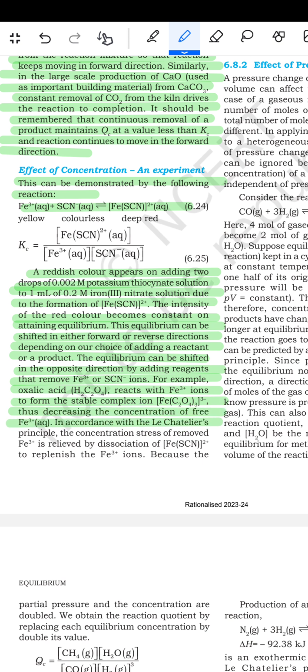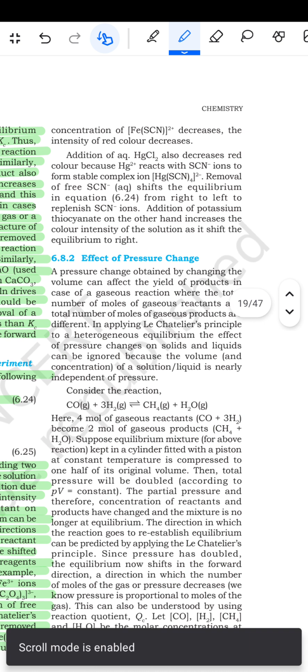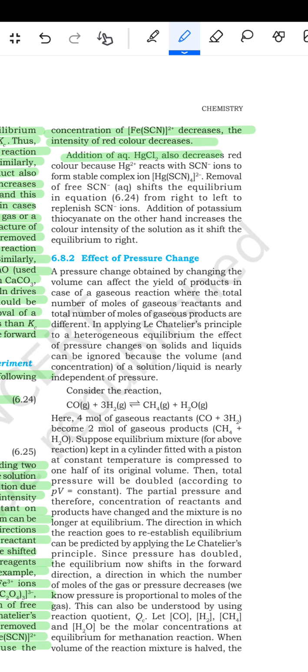In accordance with the Le Chatelier principle, the stress of the decreased concentration of Fe3+ is relieved by dissociation of the FeSCN2+ to replenish the Fe3+ ion. Because the concentration of the FeSCN2+ decreases, the intensity of the red color decreases. Addition of aqueous HgCl2 also decreases the red color because Hg2+ reacts with the SCN- ion to form the stable complex ion Hg(SCN)4 2-. Removal of the free SCN- shifts the equilibrium from right to left to replace the SCN- ion. Addition of potassium thiocyanate, on the other hand, increases the color intensity of the solution as it shifts the equilibrium to the right.